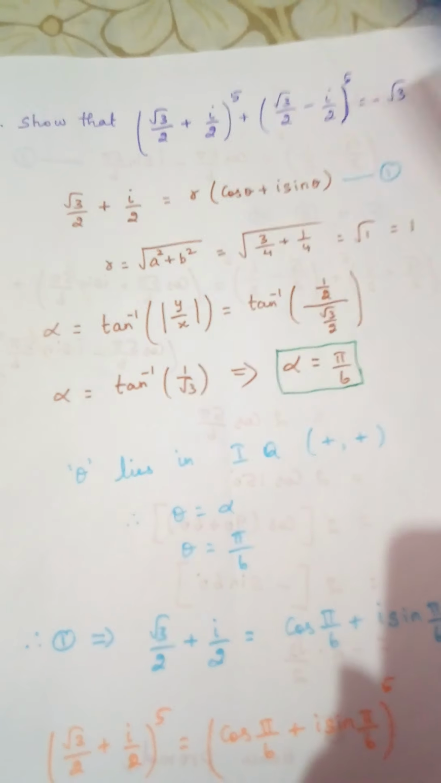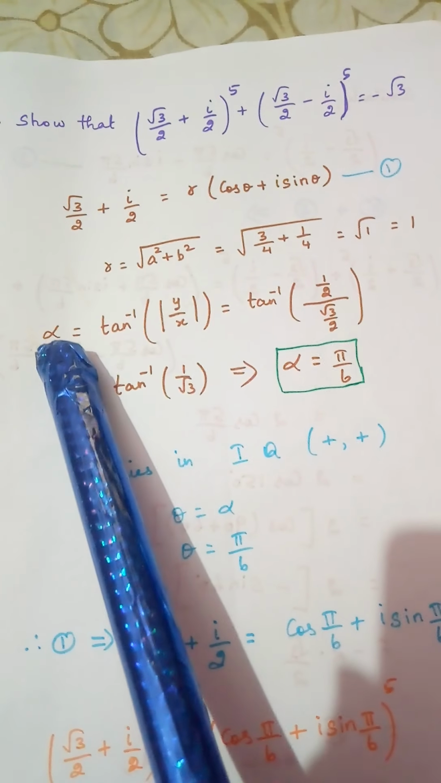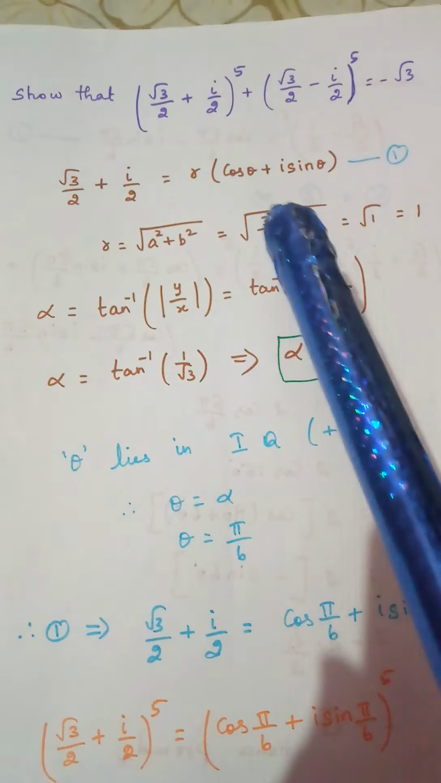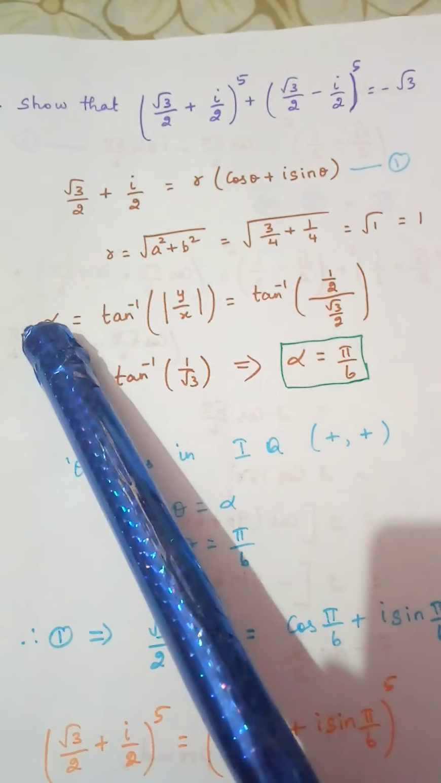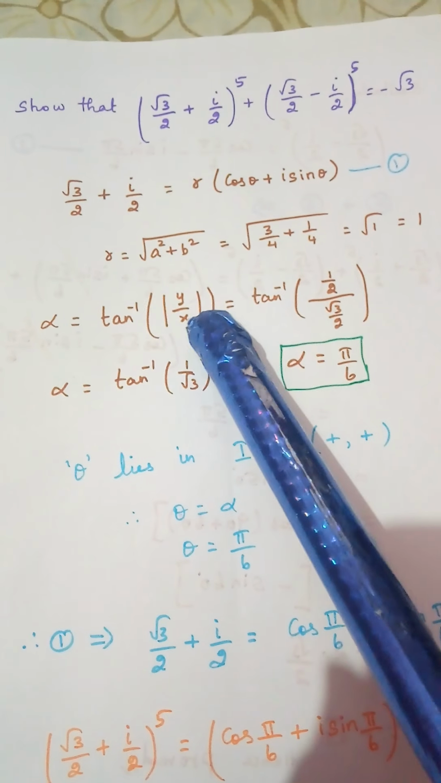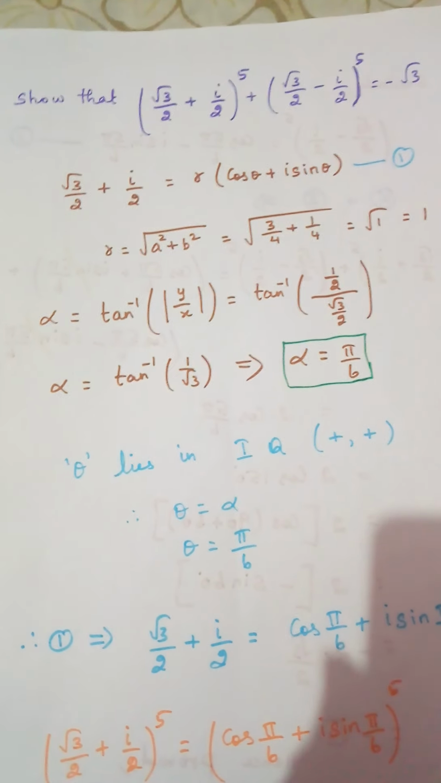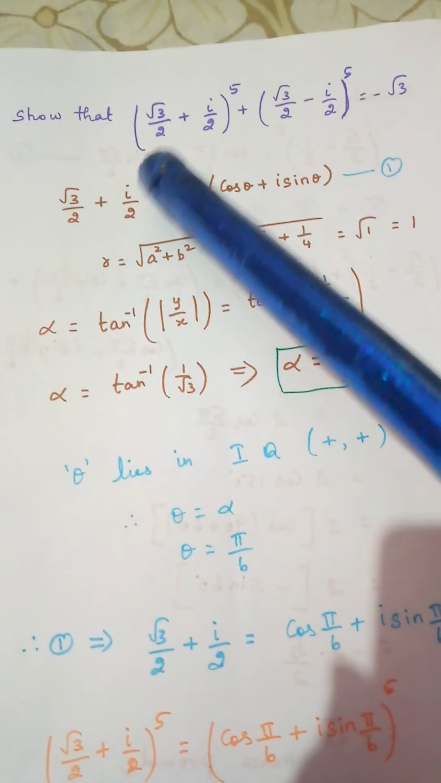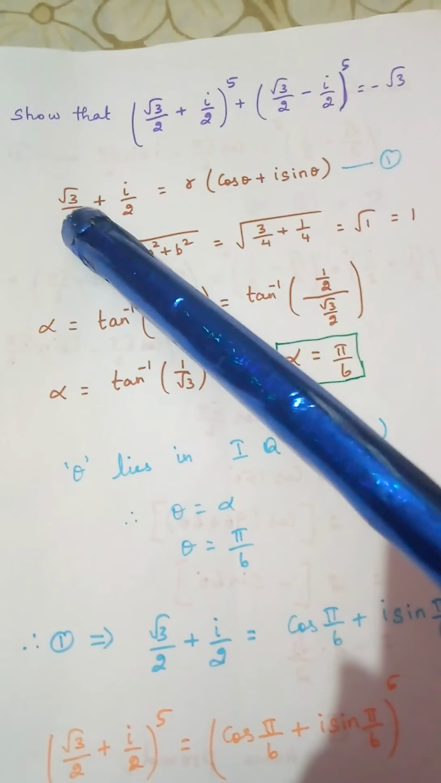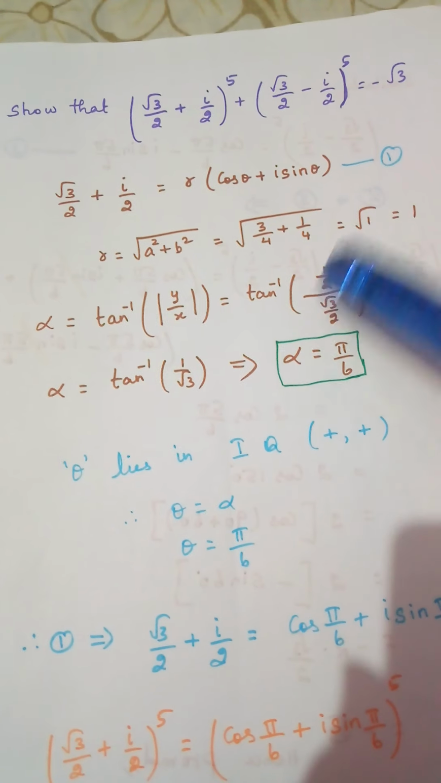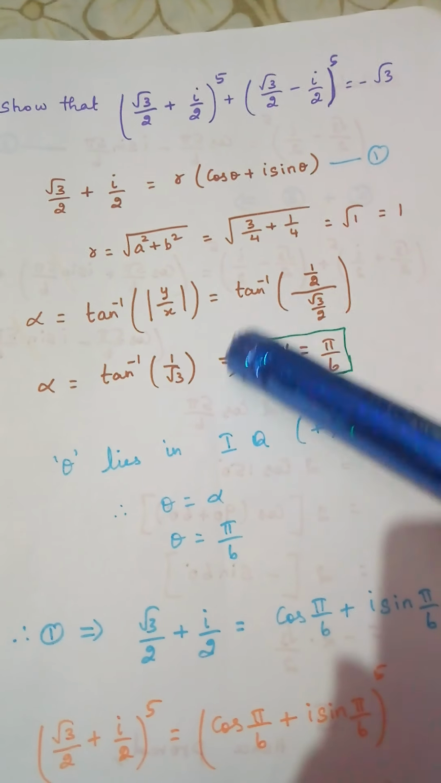Next we have to find theta. You know very well that for finding theta you have two steps. First we have to calculate alpha. The formula is tan inverse of y by x, where y is the imaginary part and x is the real part. Looking at this complex number, the imaginary part, leaving i, is 1 by 2, and the real part is root 3 by 2. The 2 gets cancelled, giving 1 by root 3, which means 30 degrees. So we got the alpha value.